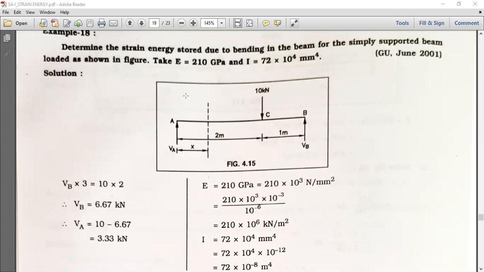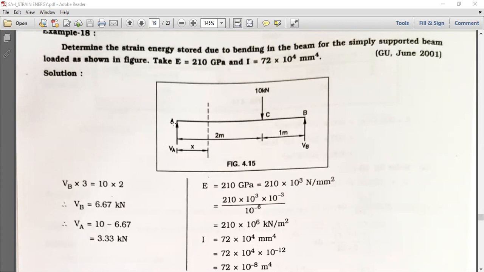Let us look at the question. Determine the strain energy stored due to bending in the beam. For the simply supported beam loaded as shown in the figure, take E equal to 210 gigapascal and I equal to 72 into 10 raised to 4 mm raised to 4.